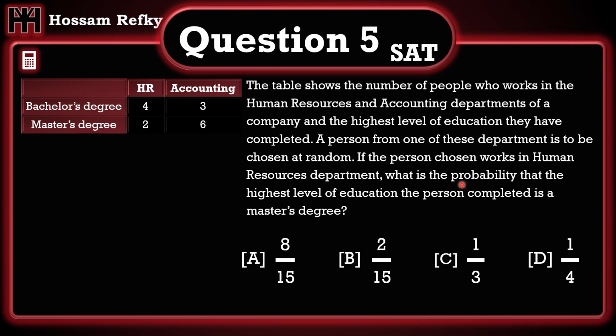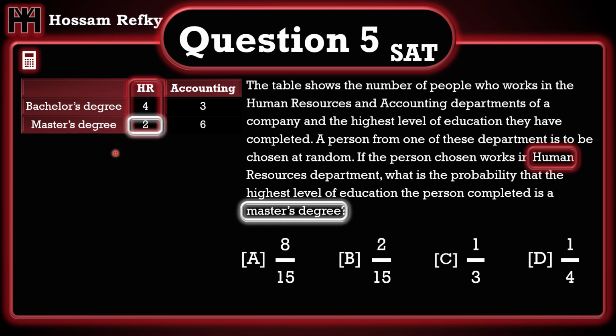Okay, first it's given here. They say if the person chosen is in human resources, so it's here. You're choosing from this one. Now they are asking about the probability that the highest level of education the person has completed is a master's degree. So if we select one person at random from the HR and we want to know the probability of him having a master's degree.